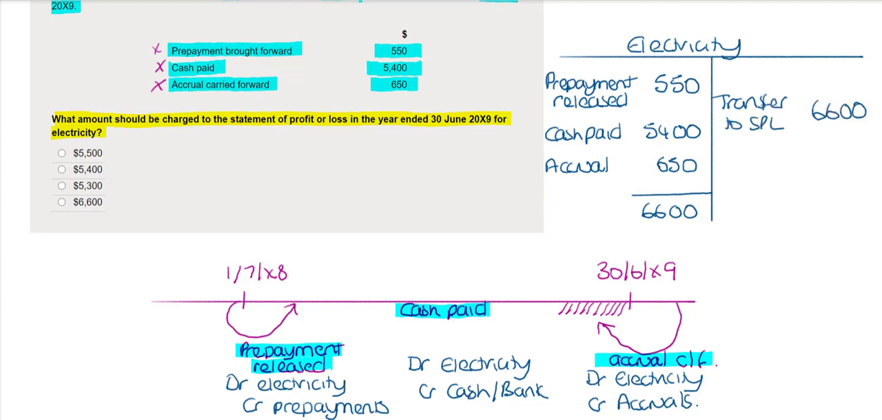And so to answer our question as to what amount should be charged to the statement of profit and loss for the year ended 30th of June, it should be our $6,600, which is the fourth option.